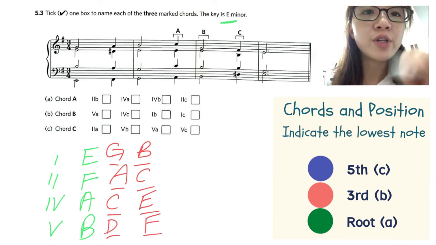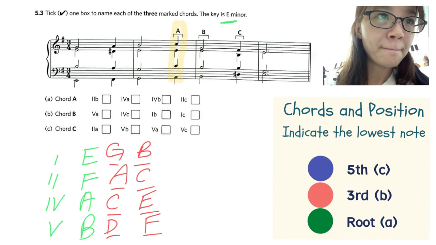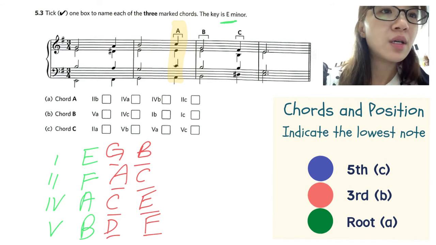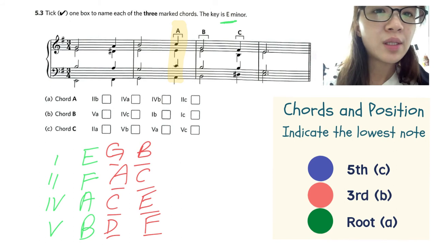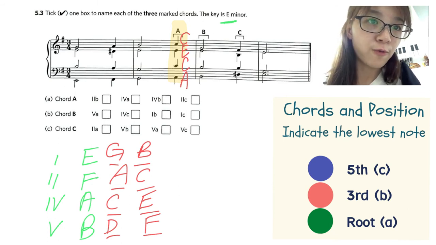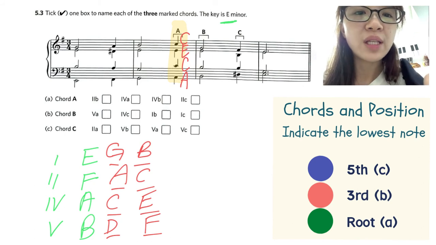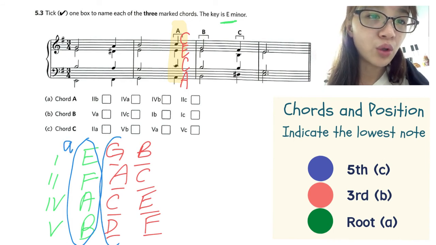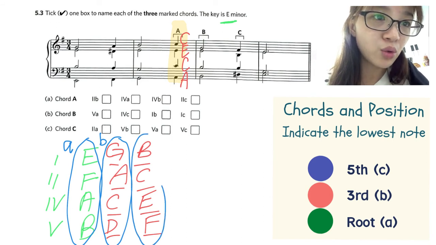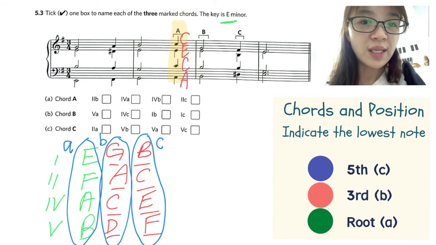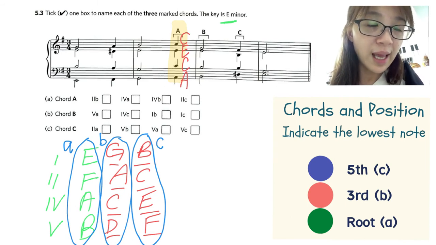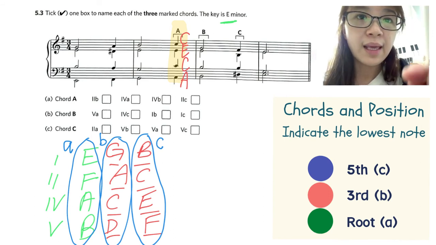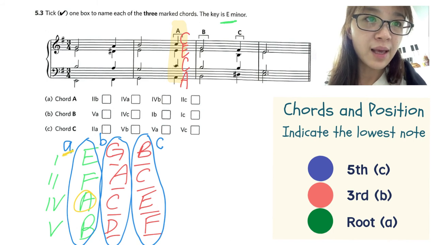Now, let's check out the first group. Write down all the letter names again: C, E, A. A, C, E is chord 4. So now, which is the lowest note? If the lowest note is the root, you call it A. If the middle note, you call it B. If the fifth note is the lowest note, you call it C. In this case, A, C, E, the lowest note is the A. So it's chord 4, A. So 4A is the answer for the first one.